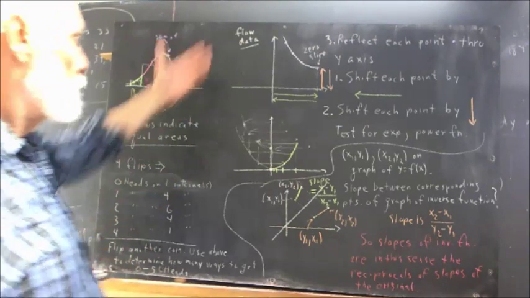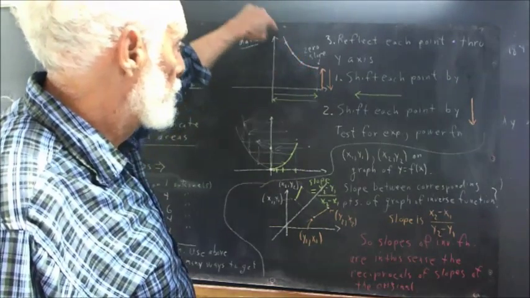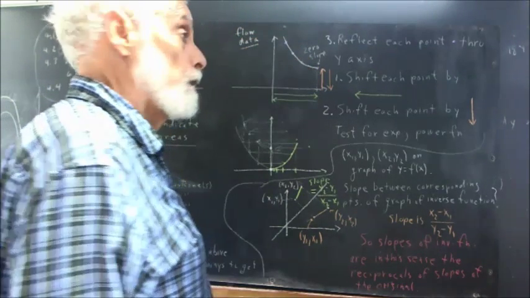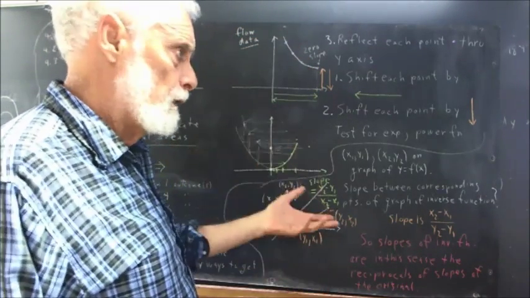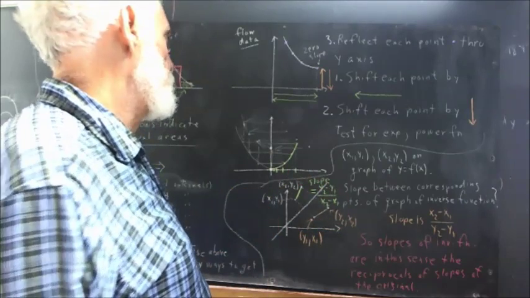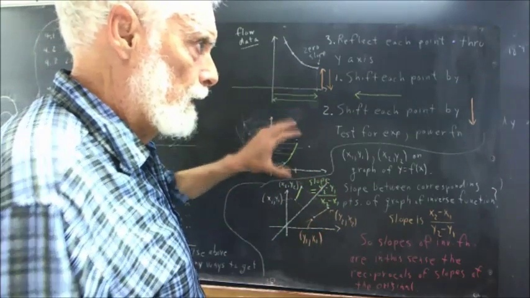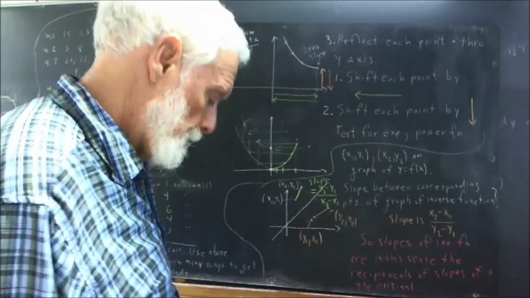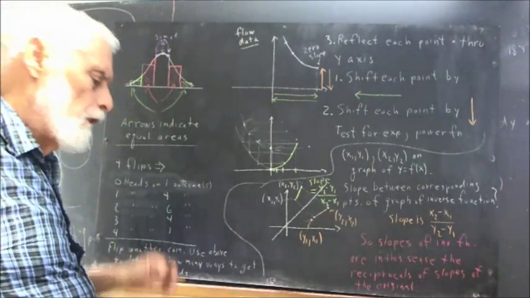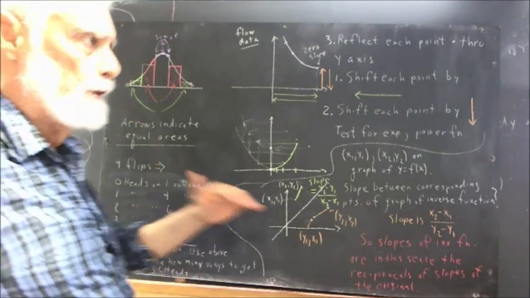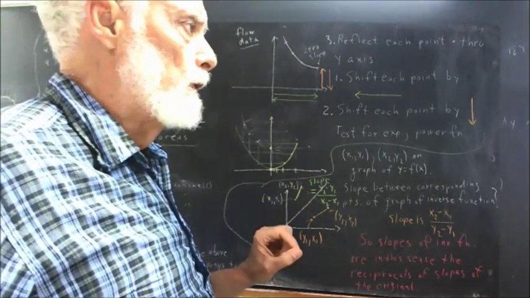Okay, if our flow data leads us to a curve that looks like this, it's clearly not a power function. It's clearly not going to be exponential. It's not going to have any of the characteristics that we want. But we know, among other things, that a power function has zero slope at the origin.